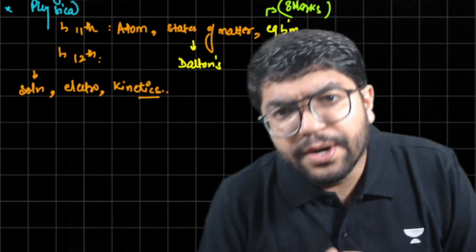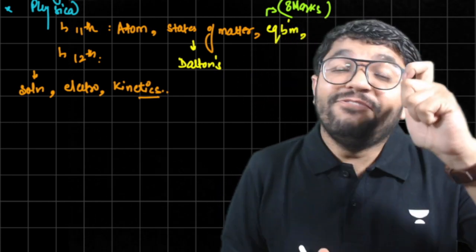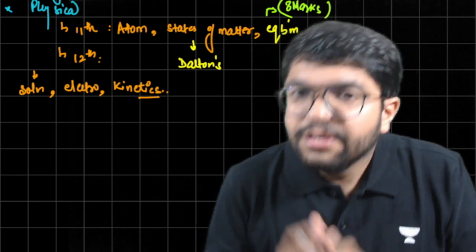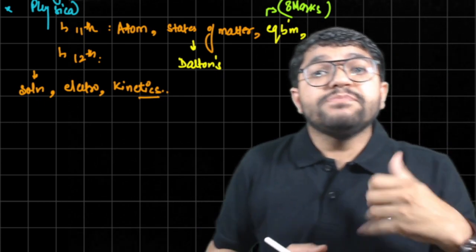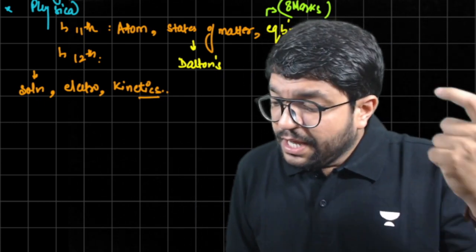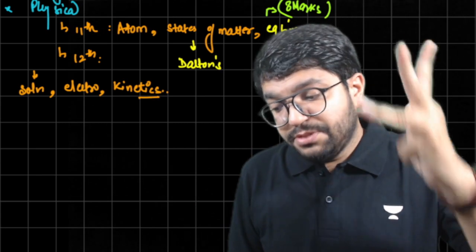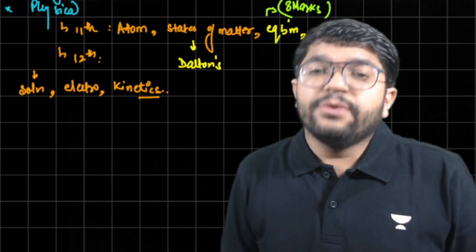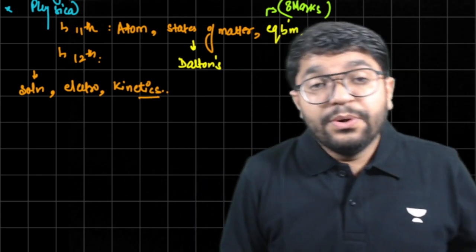So we will talk about coordination. It's a very easy but very interesting and important chapter. So we will talk about it. So when it comes to physical, how many chapters you see? Atom, states of matter, equilibrium, 3, and then 12th also 3. Total 6 chapters, and you are through.